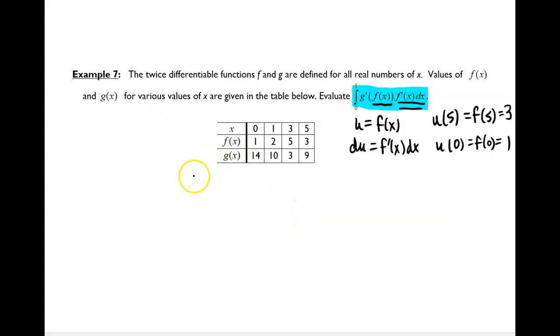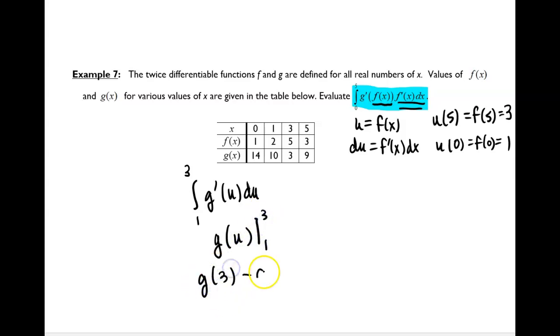And so when I rewrite my integral, I have the integral from 1 to 3 of g prime of u du. So now everything's in terms of u's. I don't have the f's anymore. I already dealt with those. So I can just now take the antiderivative of g prime. The antiderivative of g prime is just g, still g of u, evaluated from 1 to 3. So that gives me g of 3 minus g of 1. So g of 3 I can see is 3, minus g of 1 is 10. So my answer here is -7.